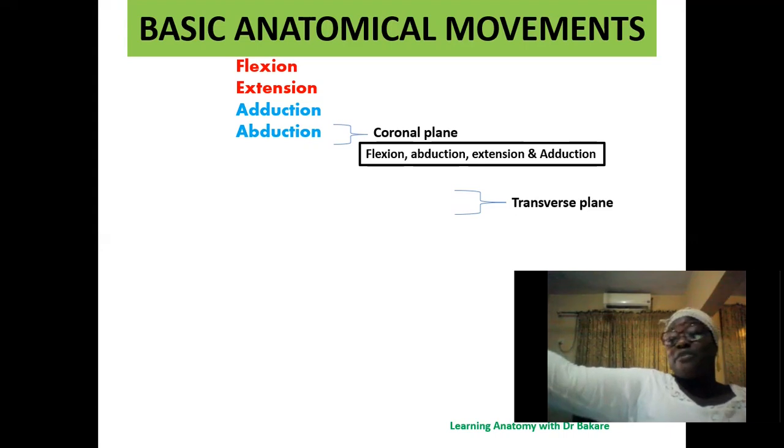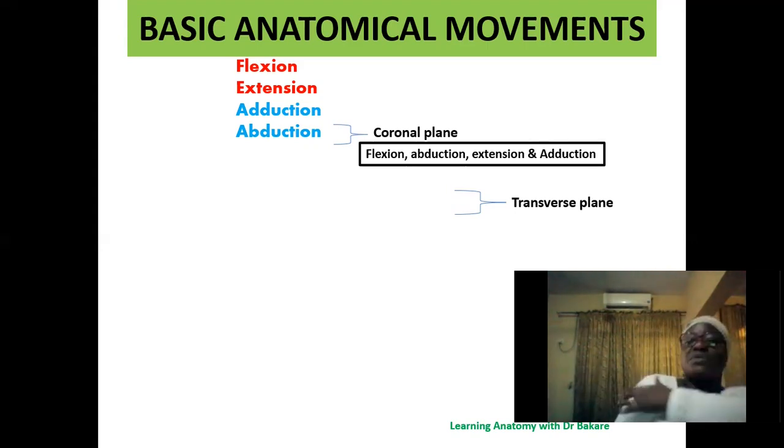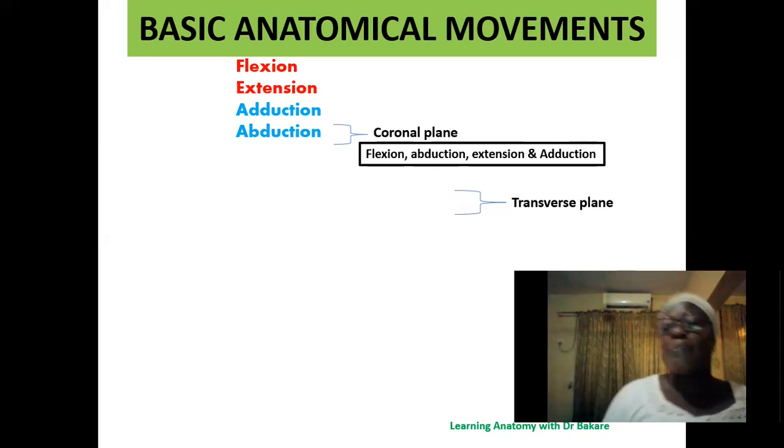And this kind of movement occurs along the coronal section because we already said that the coronal section divides the body into the anterior part and the posterior part. And it is by the side of the body, trying to create anterior and posterior division. So when you take the limb close to the body, you are adding it to the body. It is adduction. And when you take it away, you are abducting.